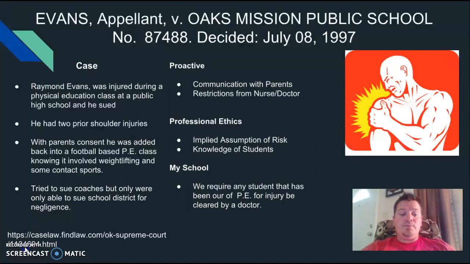Professional ethics. So I kind of feel like when you go to wrestle or you're doing PE or doing these activities, if you don't have a note saying that you cannot do them, then there is an implied assumption of risk. As they say, there's a possibility of getting hurt in these things. And then I feel like as the coaches, just having good knowledge of that student, talking with that student about his injuries probably could have helped too.